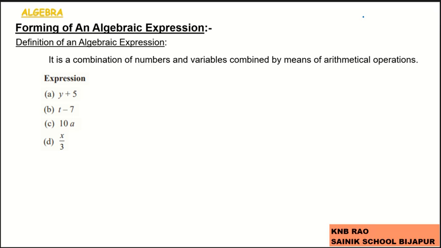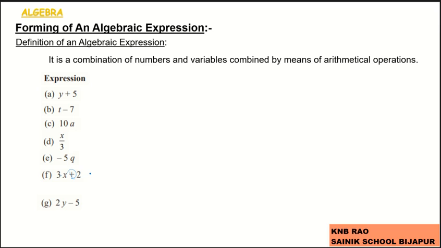Then another example, x by 3, where variable x and number 3 are interconnected with the operation division, x divided by 3. Another example, minus 5q, minus 5 into q. Then 3x plus 2 is again a combination of numbers 3 and 2 and variable x, interconnected with the operations multiplication, that is 3 into x, and that product is added to 2, that is addition. So here it's combined by means of operations. Another example, 2y minus 5.